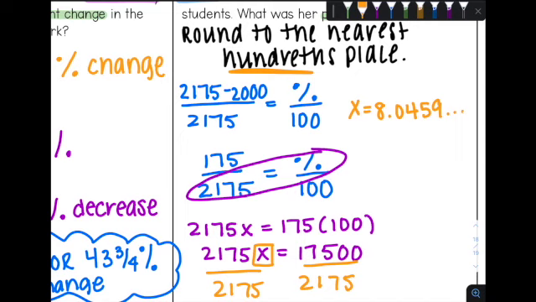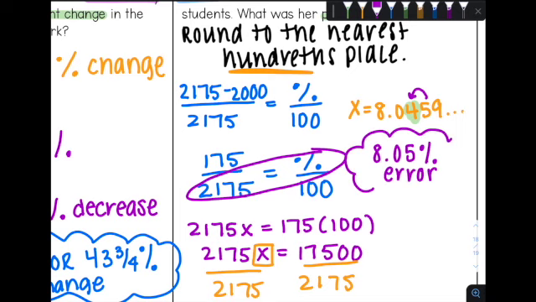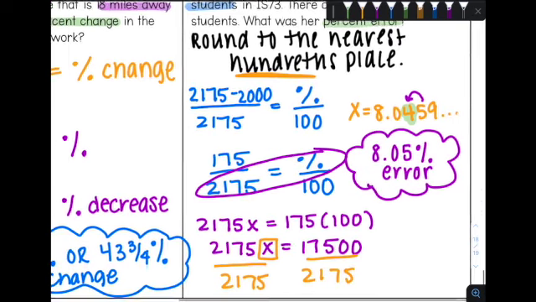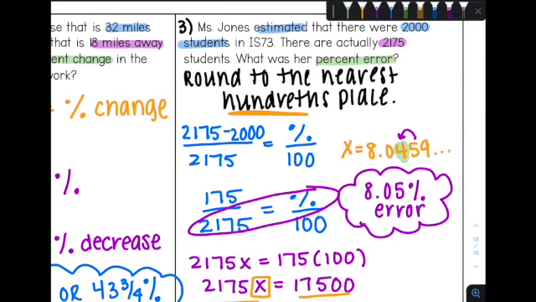So if I'm rounding to the nearest hundredths place, that means I'm going to go to this decimal, my 4. My 5 is going to help me bump my 4 up. So I have 8.05% error. And that's my answer. Again, finding the difference in comparison to the exact number of students in the school versus the guess. And I got 8.05% error.